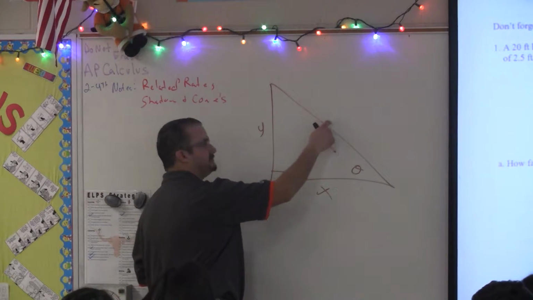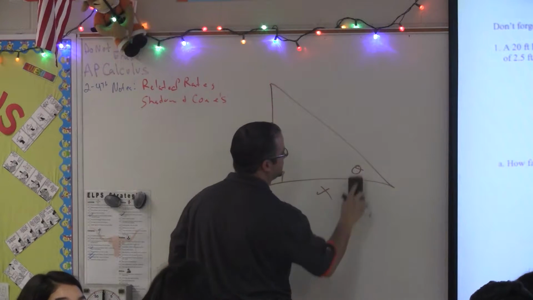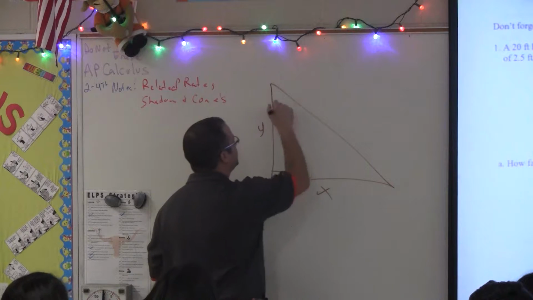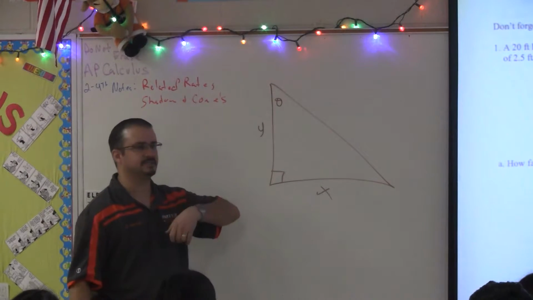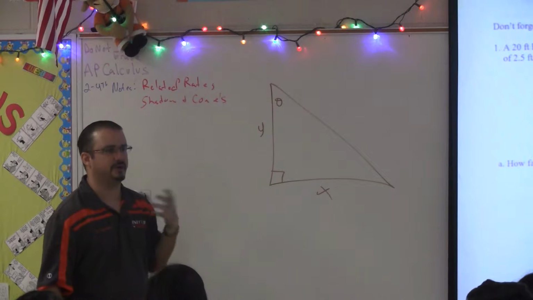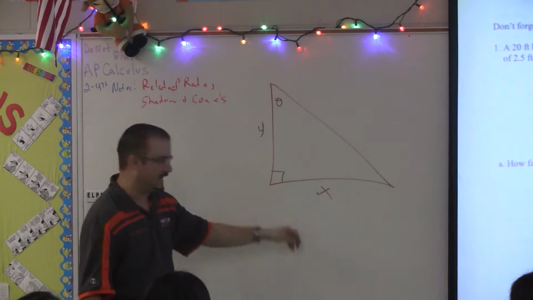What would this one be? A hypotenuse, right? Okay. What if I change it now? What if I put theta over here? Now which one's opposite? X, and which one's adjacent? Y. So it's important for you to know that they're going to change depending on where the angle is.